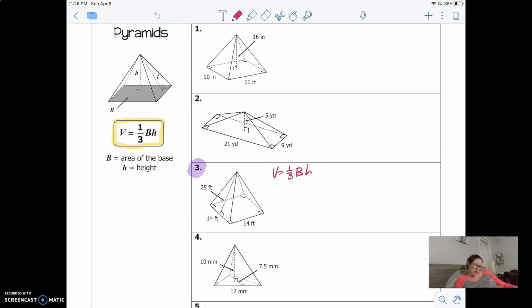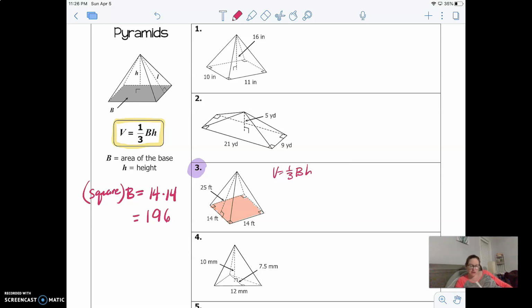And what kind of base is this, my darling children? That is a square, Miss Coffee. Yes, it is a square because it's 14 by 14. So to get that capital B, since it's a square base, you just do length times width, 14 times 14, and that gives you your area. So you just type that in, and look, 196 is our area of the base. Then we multiply it by the height.